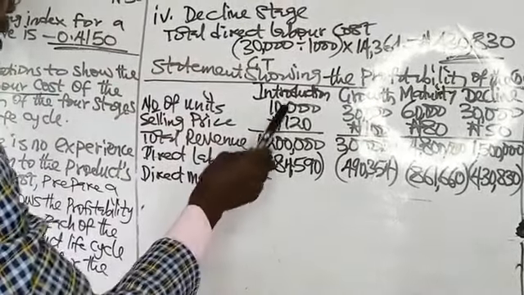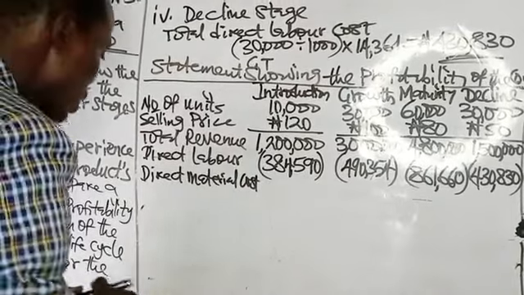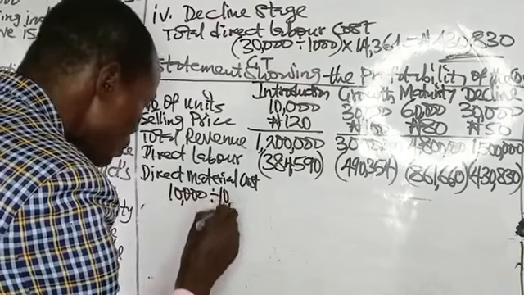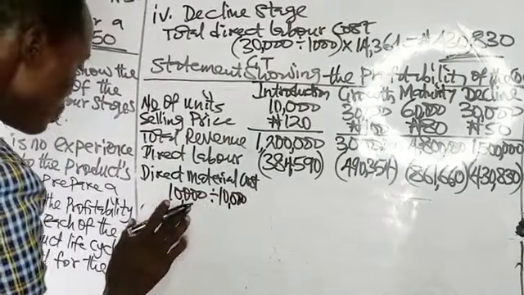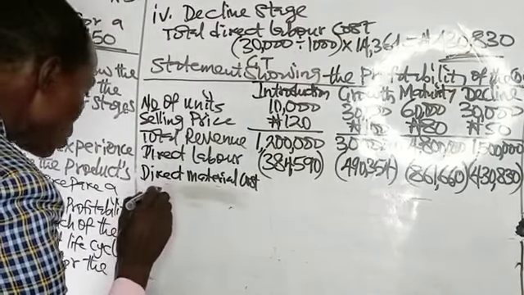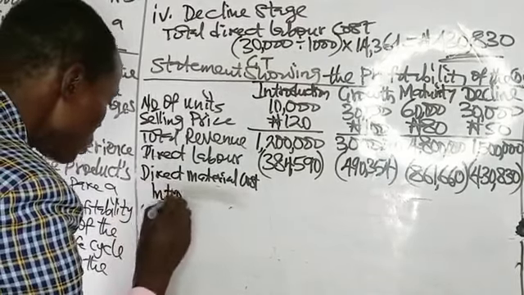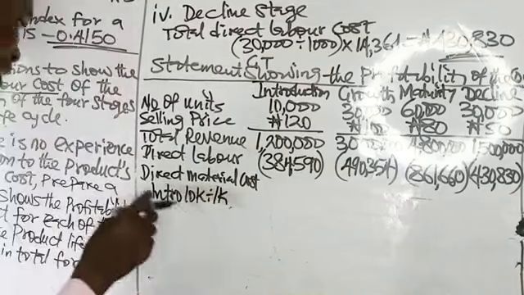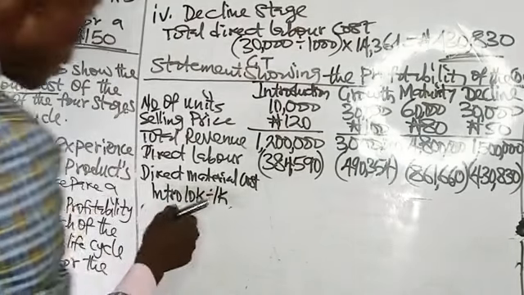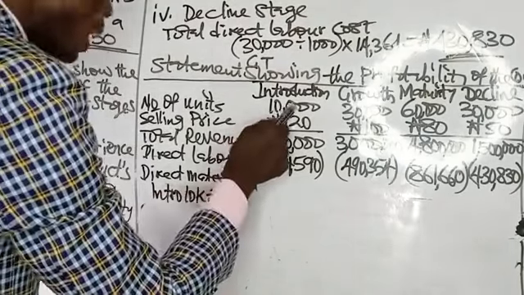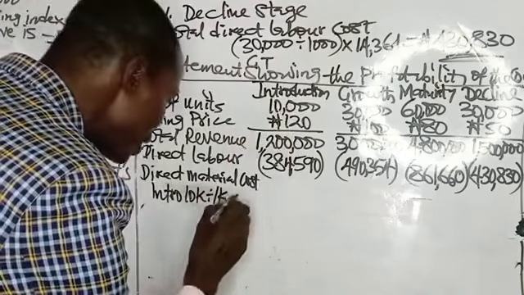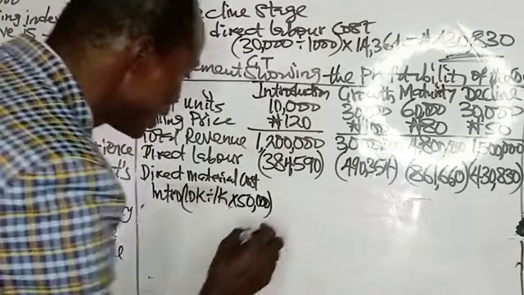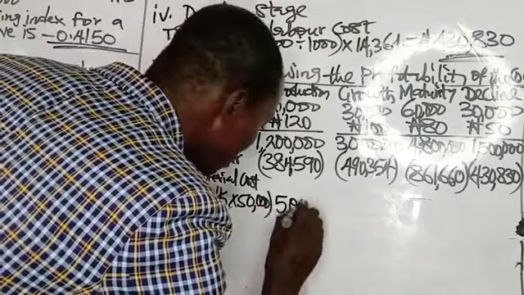for the introduction stage, 10,000 units were produced. And you were told a batch is 1,000. That means these 10,000 units produced at the introduction stage, 10,000 divided by 1,000, that will be 10 batches. 10 batches times 50,000, which was given as the cost of direct material. That means you'll be having 500,000.